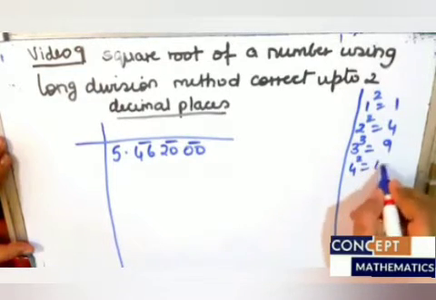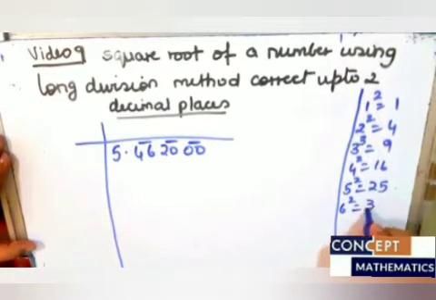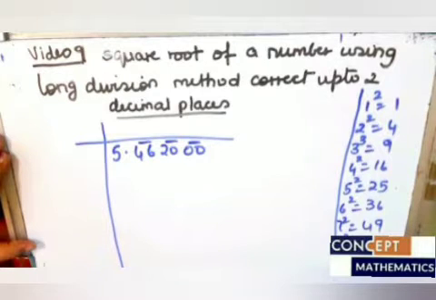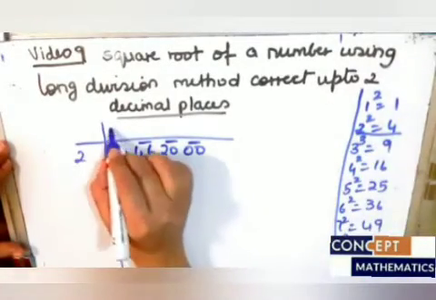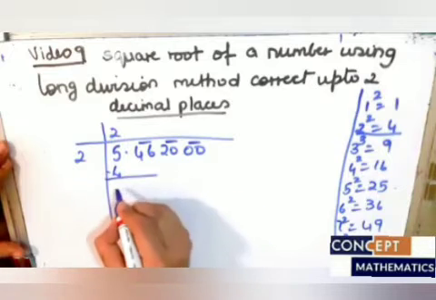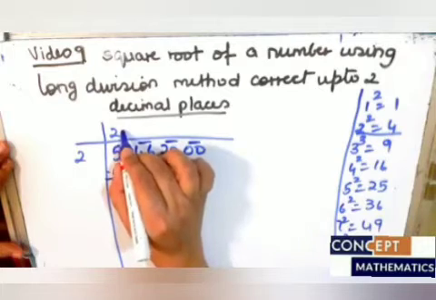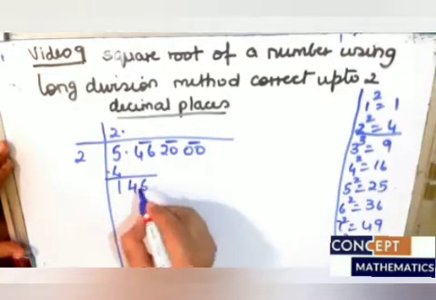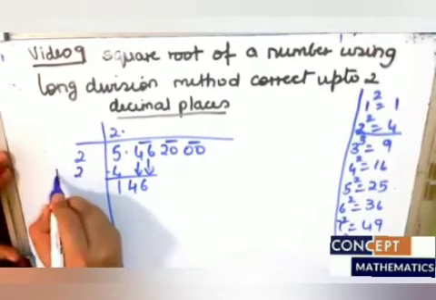4 square is 16, 5 square is 25, 6 square is 36, 7 square is 49, 8 square is 64, 9 square is 81, 10 square is 100. So 2 into 2 will give you 4, minus, so 1. And when the decimal comes after the number, in the quotient also you will put a decimal. So you are bringing down 46.